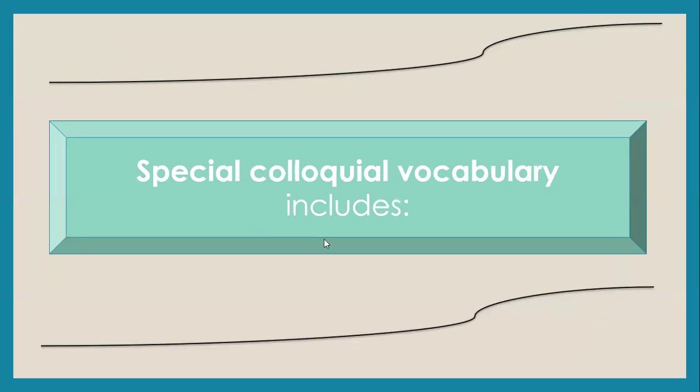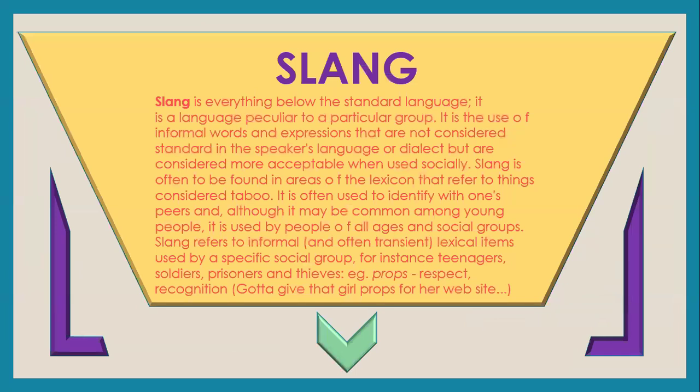Special colloquial vocabulary includes slang. Slang is everything below the standard language. It is a language peculiar to a particular group. It is the use of informal words and expressions that are not considered standard in the speaker's language or dialect, but are considered more acceptable when used socially. Slang is often found in areas of the lexicon that refer to things considered taboo. It's often used to identify with one's peers, and although it may be common among young people, it is used by people of all ages and social groups.